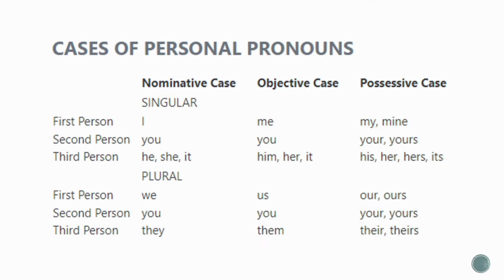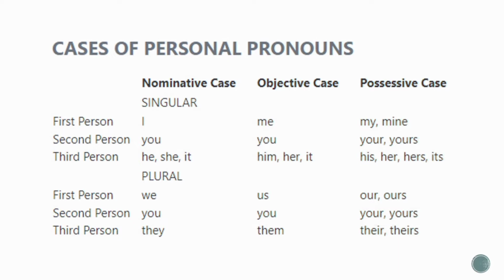While for the second person, we have you for the nominative case, still you for the objective case, and your and yours for the possessive case. And for the third person, he, she, and it are in the nominative case, him, her, and it are in the objective case, and his, her, hers, and its, without the apostrophe, are in the possessive case. Those are the pronouns for the singular in the nominative, objective, and possessive cases.